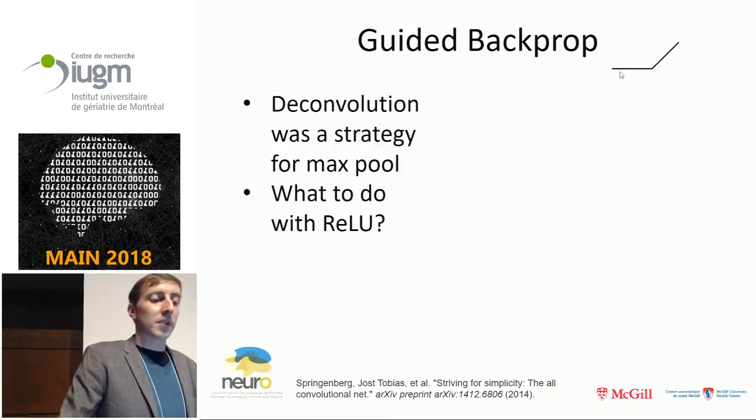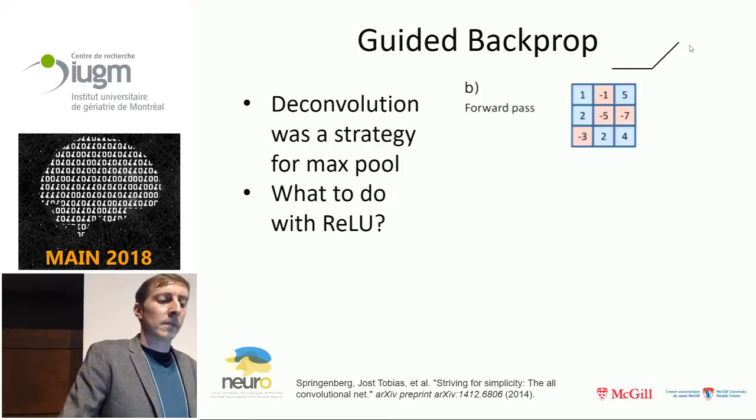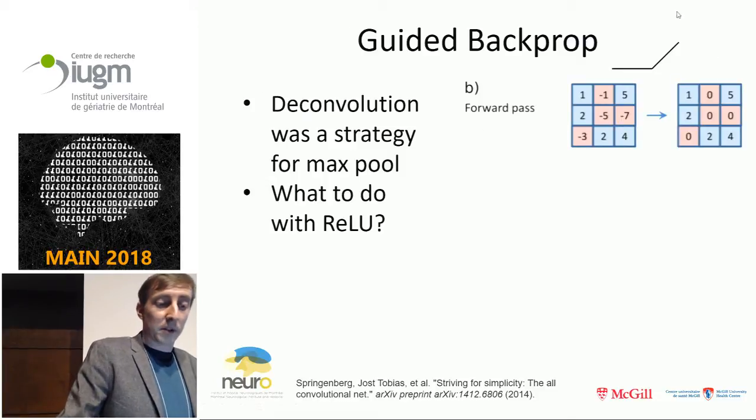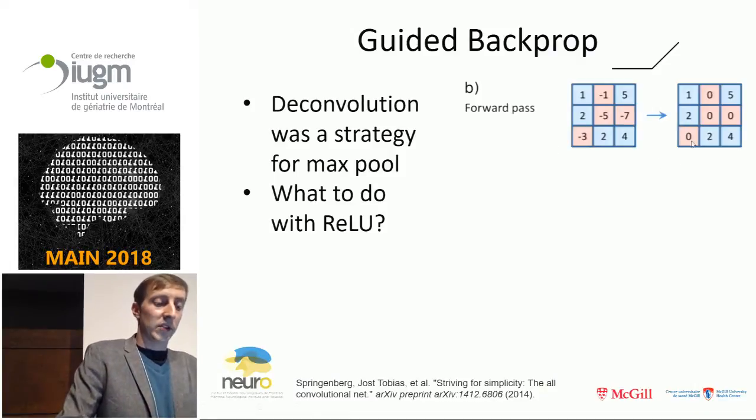So what do we do with this rectified linear unit now? Normally on the forward pass, you have some input to a layer. Some of it, the blue part, is positive, and the red part is negative. Forward pass through the ReLU, you clamp the negative ones to zero, and the positive ones stay the same.